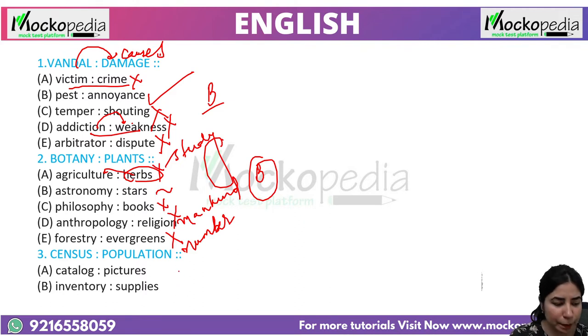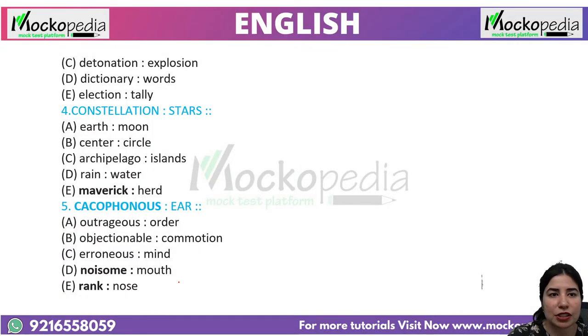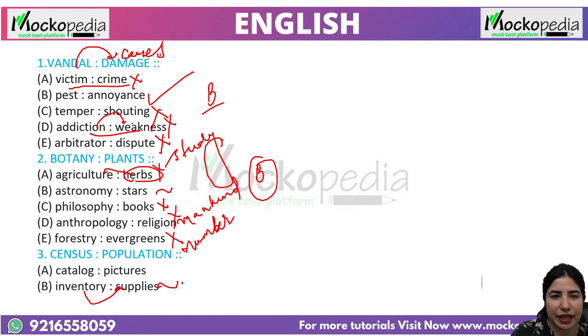So catalog and pictures would definitely not match, right? But inventory, you keep it. Or the people who work in factories, they keep an inventory, the number of the supplies. So this can be an answer. Let's see the other options. Detonation and explosion would not work. Dictionary, word, elections, tally. So outrightly, three choices eliminate away. So we can definitely pick B as a final answer.